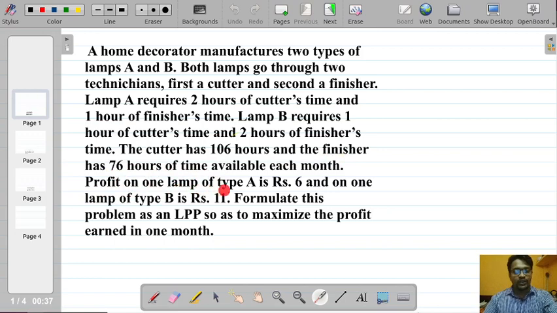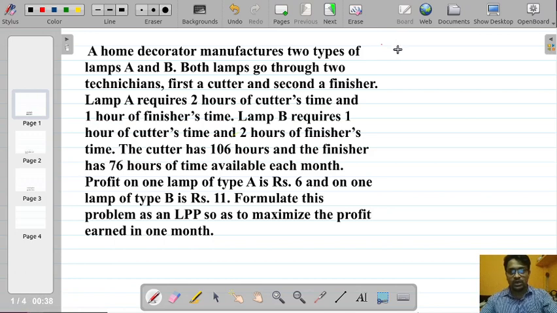And profit on lamp of type A is rupees 6 and on the lamp of type B is rupees 11. So formulate this problem as an LPP so as to maximize the profit earned in 1 month. Okay, so this is basically our question. So how will we solve it? So we need to formulate this problem so as to maximize the profit. Okay, so profit earned per month.